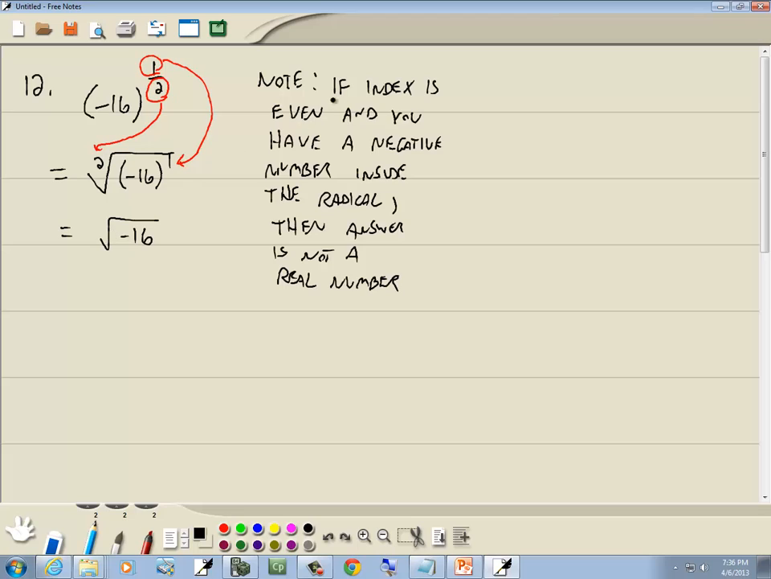So here, if your index is even, here our index is 2, and you have a negative number inside the radical. Well, we have a negative 16 there. Then your answer is not a real number. So our answer here is not a real number.